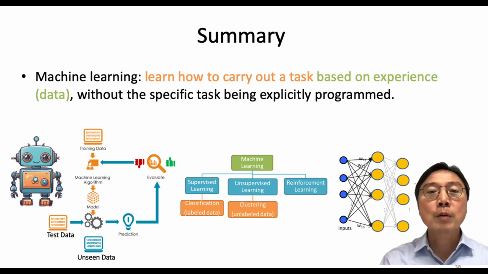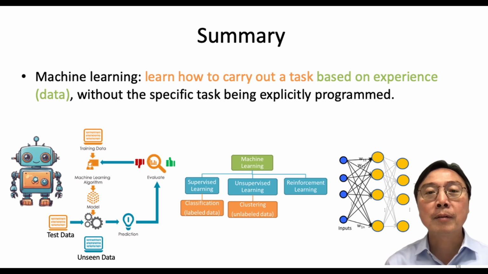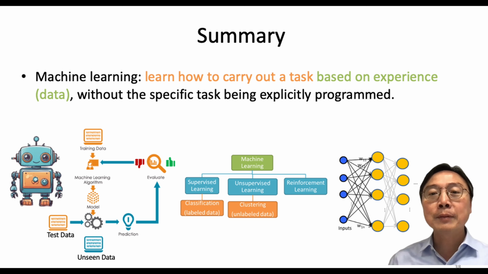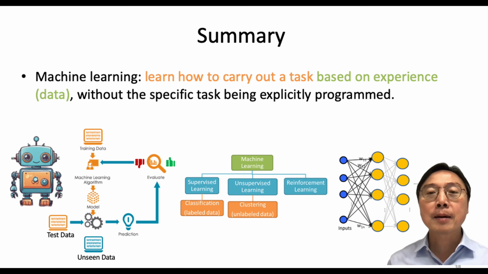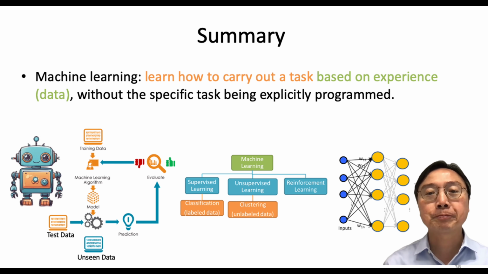So what was covered? Some key steps of machine learning, on the left-hand side of the picture. In the middle, you see 3 types of machine learning. And on the right, you see deep learning, where many layers of small processing units can give you very powerful models.